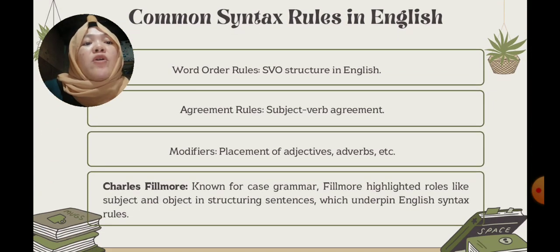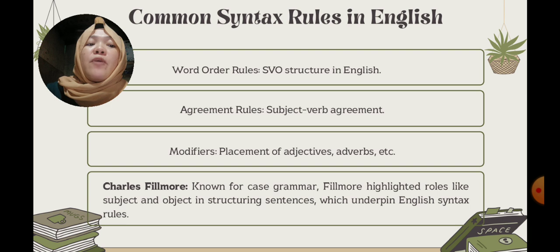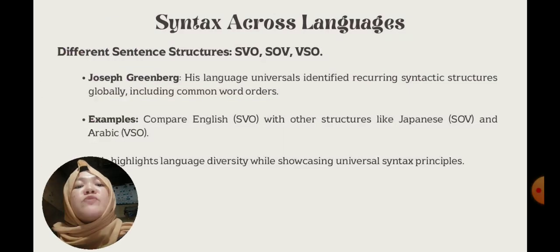Now, let us proceed with the common syntax rules in English. Of course, the first one here we have word order rules. We have the SVO structure in English. We have the agreement rules, the subject-verb agreements. Then the modifiers, the placement of adjectives, adverbs, and etc. And Charles Fillmore, known for case grammar, also highlighted rules like subject and object in structuring sentences, which underpin English syntax rules.